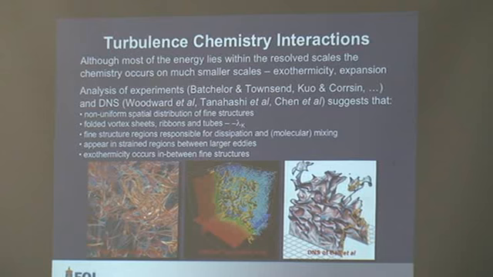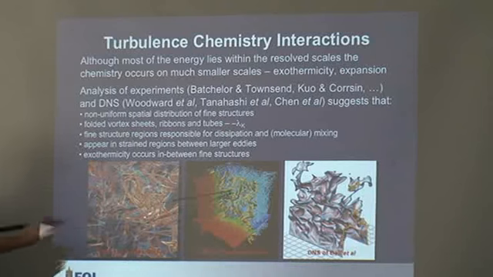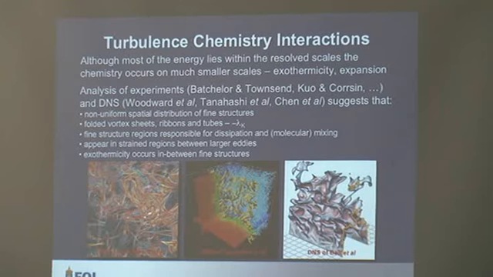filaments. The second picture here comes from Tanahashi's DNS calculations. So you have a flame situated here, you have vorticity on the background, you have exothermicity or heat release in the yellow regimes. So you can look at that and try to analyze what goes on in there. One of the things that you find is that you have exothermicity that occurs between the so-called fine-scale structures composed of these vortical structures that we have here.